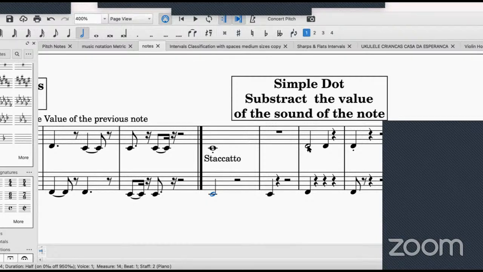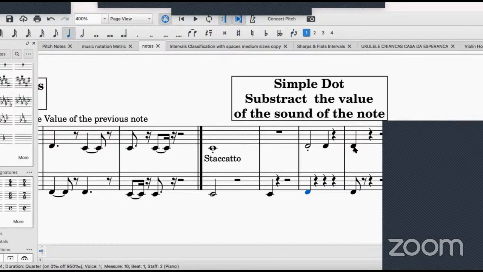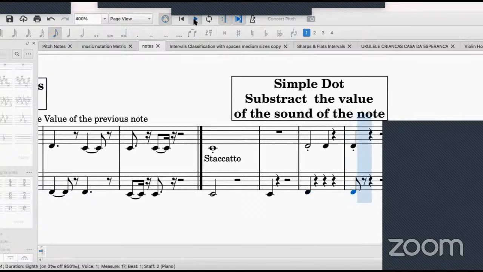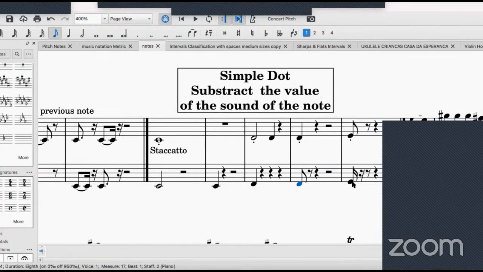Now the staccato of the half note. The staccato execution is half sound plus half silence. So half sound, half silence. Let's listen. The staccato of the quarter note is eighth note plus eighth rest. The staccato of the eighth note is 16th note plus 16th rest.